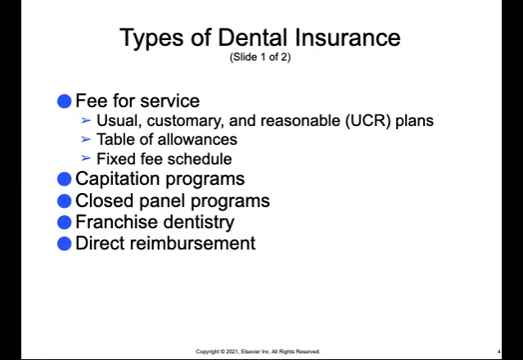The parties to an insurance contract include the carrier, which is the insurance company; the purchaser of the insurance, which is the group, in most cases the employer; and the subscriber, which is the individual or the employee.